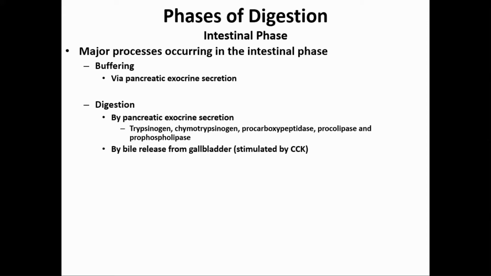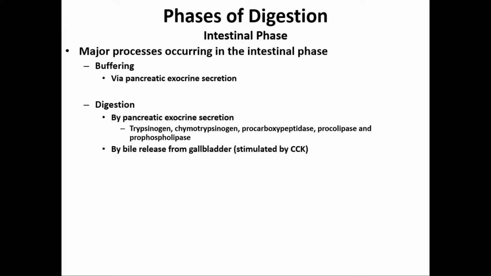Fat digestion also occurs by the release of bile from the gallbladder. Cholecystokinin is again responsible for secretion of bile from the gallbladder. Cholecystokinin also increases the pancreatic secretion which is rich in enzymes, while secretin causes the pancreatic secretion which is rich in bicarbonate.